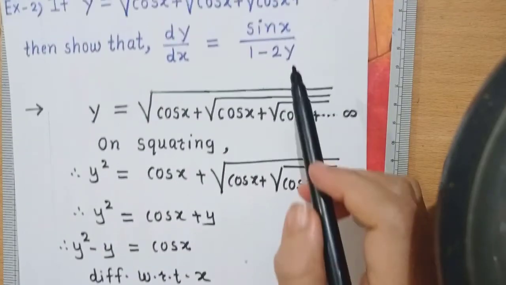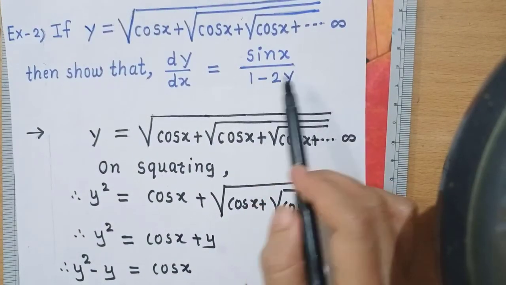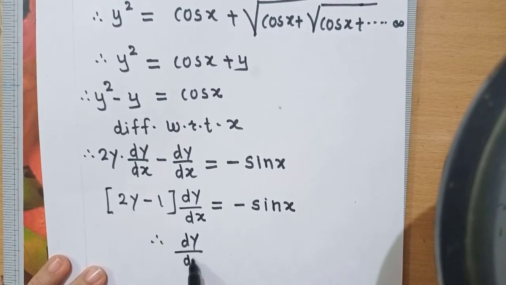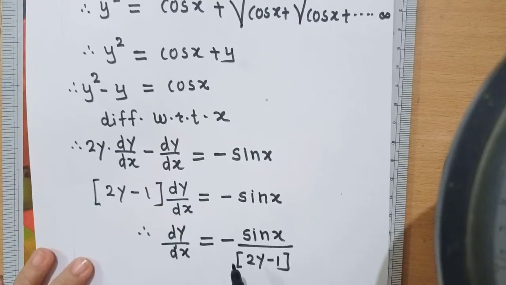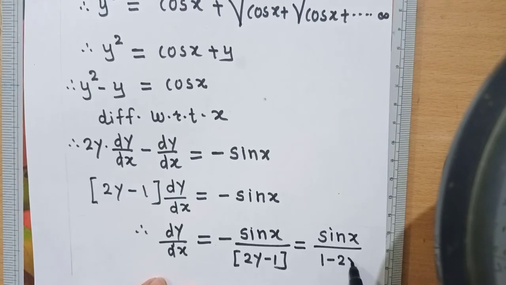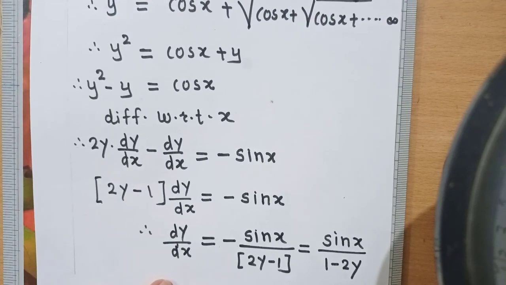Now again check what is expected. Sin x upon 1 minus 2y. So we have to again move this bracket to the RHS, and because of this minus sign again the denominator will become 1 minus 2y, which is the expected answer.